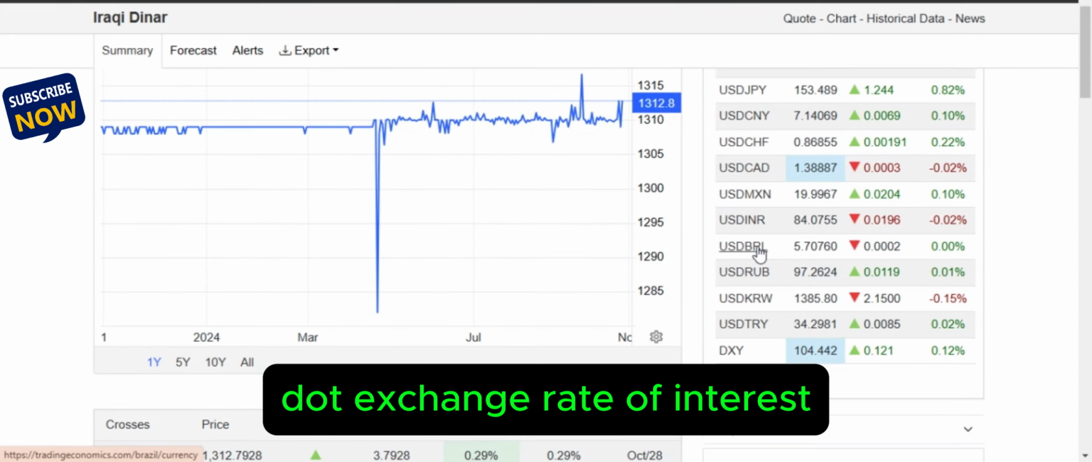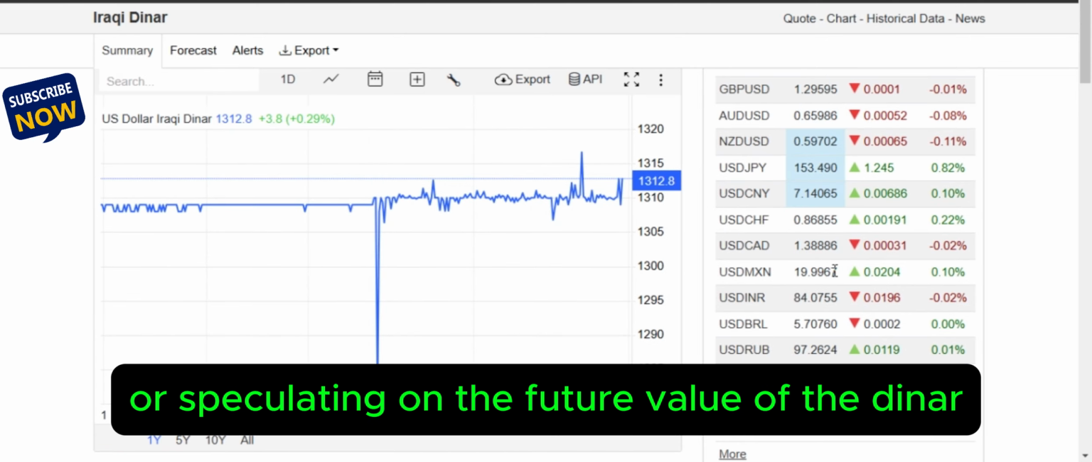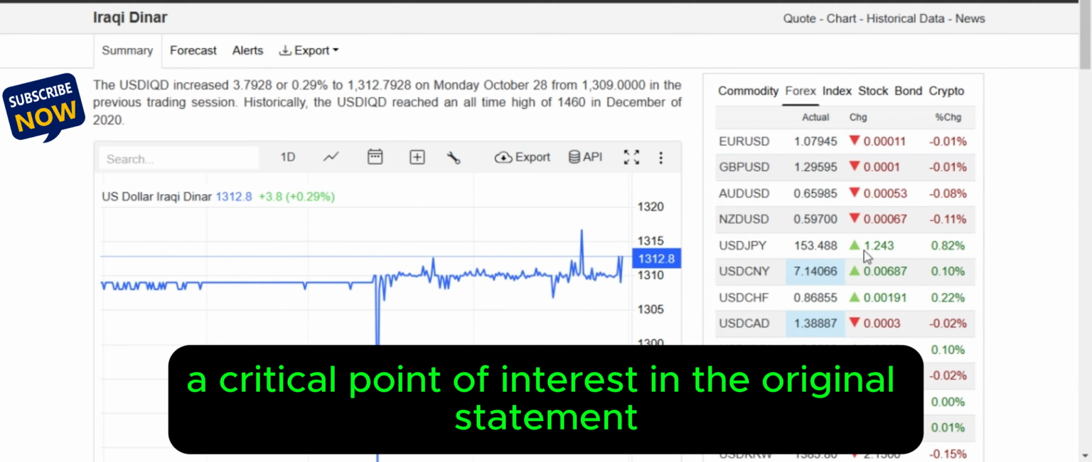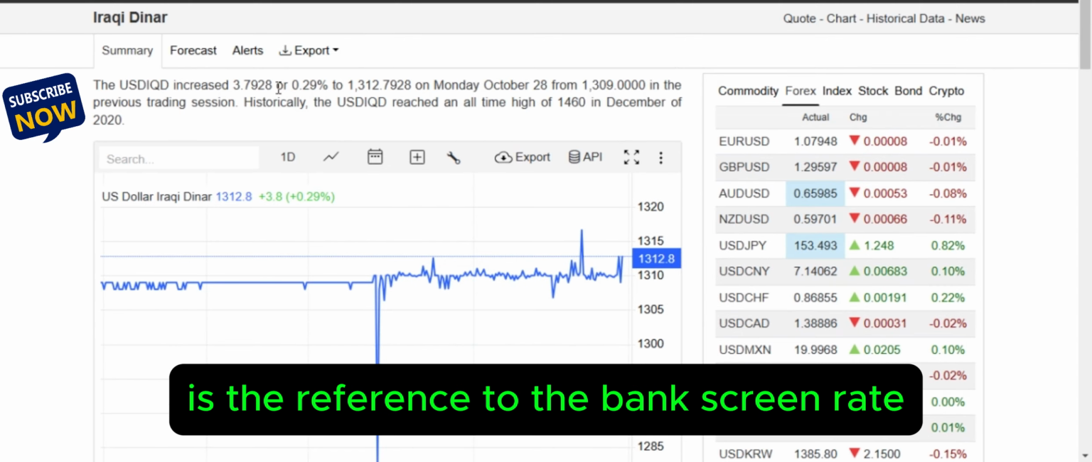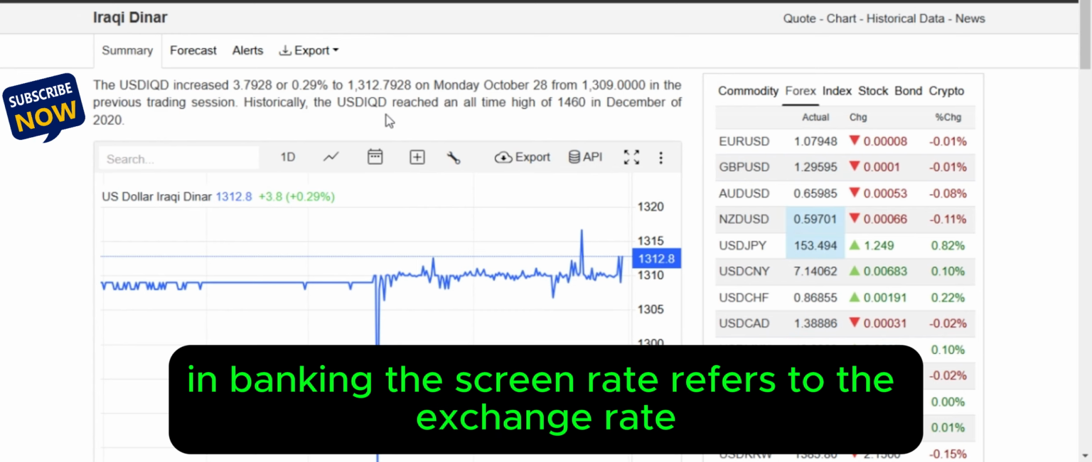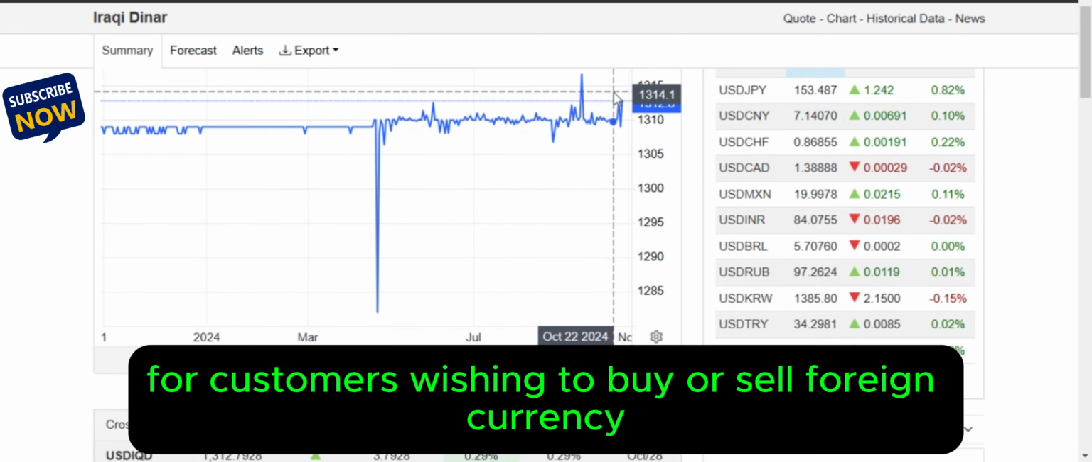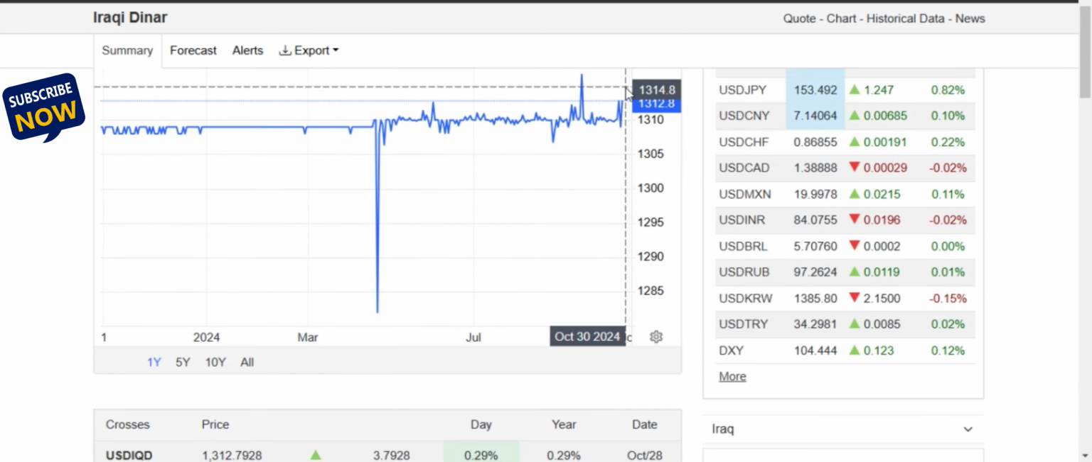Exchange rate of interest to those involved in forex trading or speculating on the future value of the dinar. A critical point of interest in the original statement is the reference to the bank screen rate. In banking, the screen rate refers to the exchange rate displayed on a bank's front-end system for customers wishing to buy or sell foreign currency.